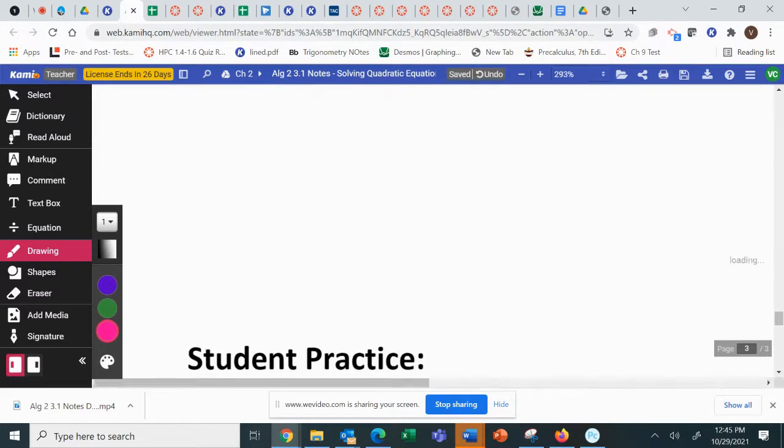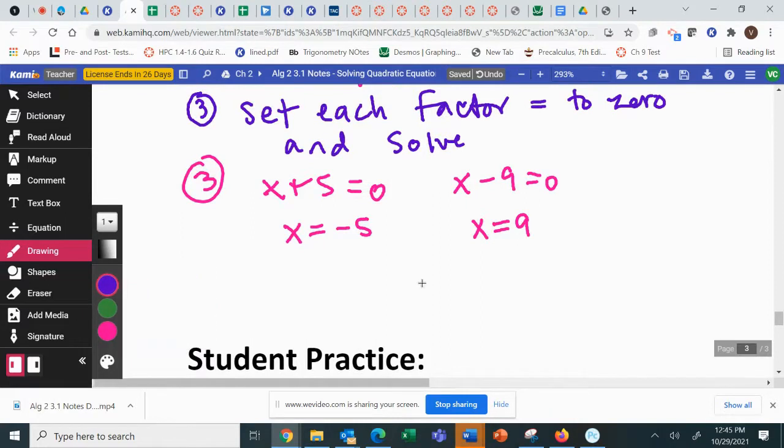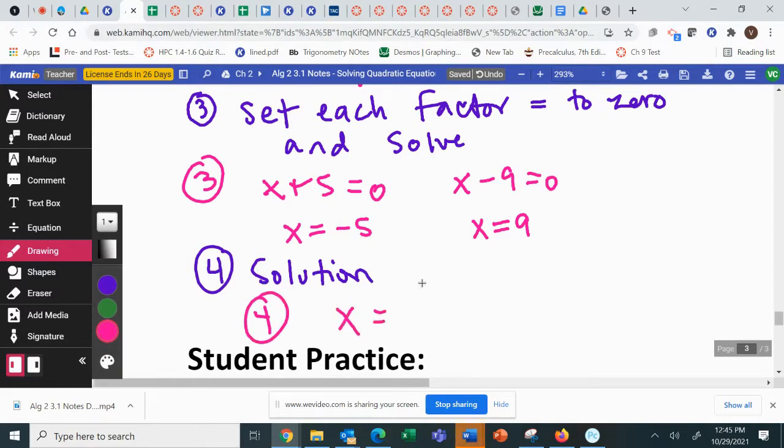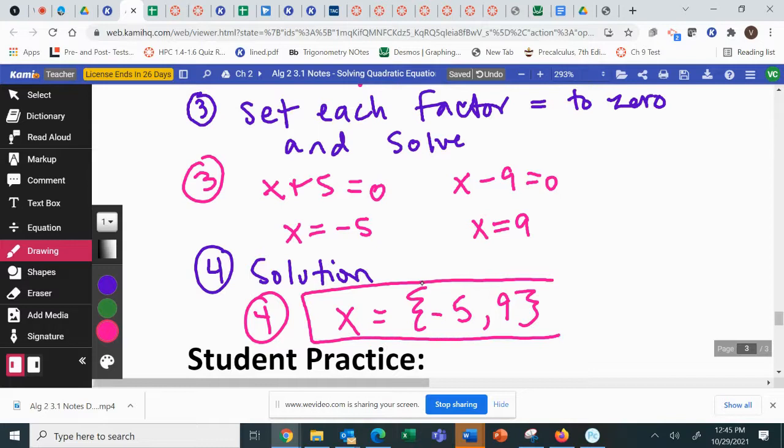And then step 4 would be to have your solution. So my step 4 would be x equals {-5, +9}. Fancy brackets mean that both of them are an answer to the same question. I put them in order from least to greatest.